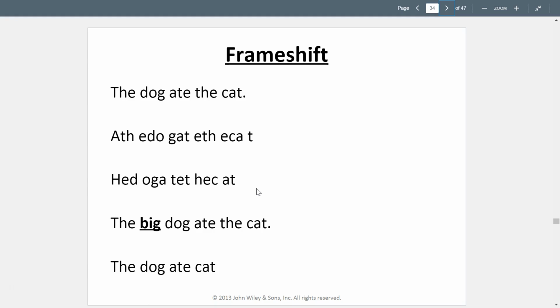I deleted the first letter, but then did just like a ribosome would do. One letter is one base. Three groups is a codon, which equates to an amino acid. All right, so the big dog ate the cat, right? In this case, I added a whole codon.